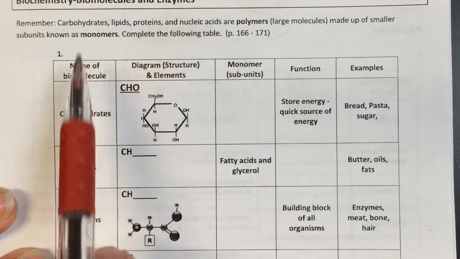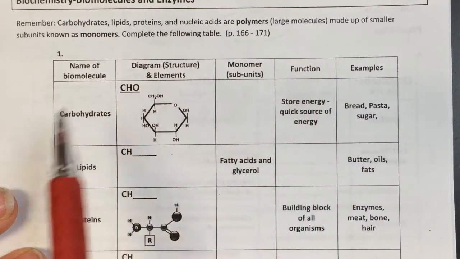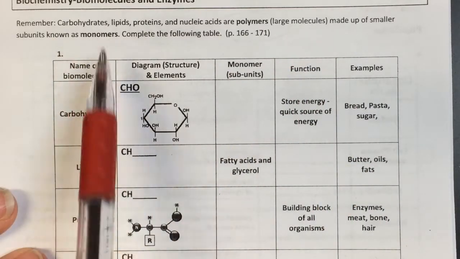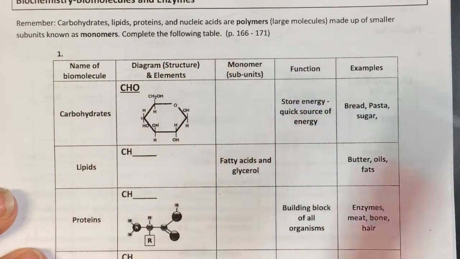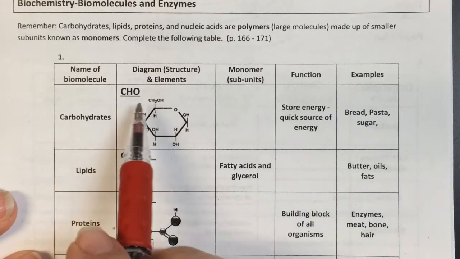To begin with our biomolecules, carbohydrates, lipids, proteins, and nucleic acids are polymers, large molecules made up of smaller subunits known as monomers. Complete the following table, and you can use pages 166 to 171 to help. But here we go. Carbohydrates.